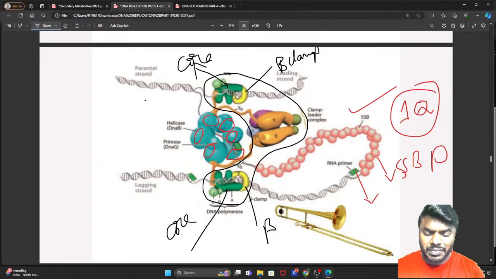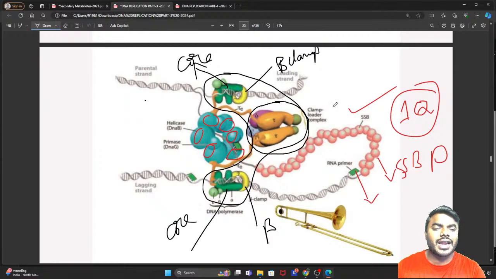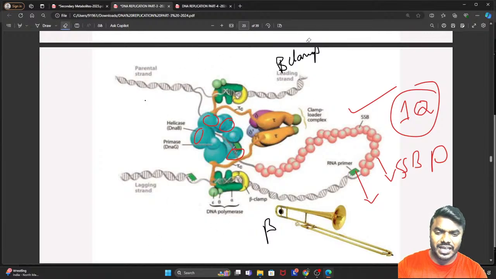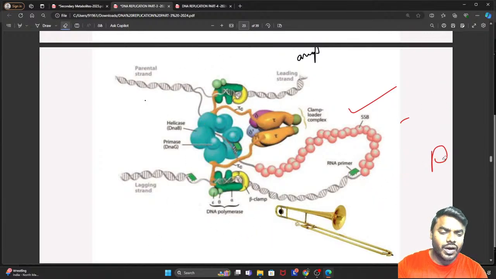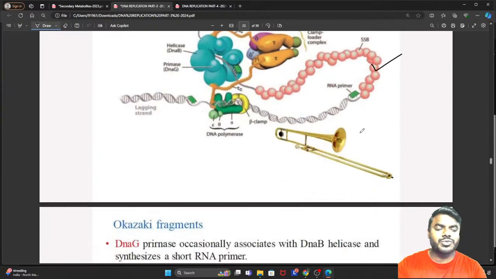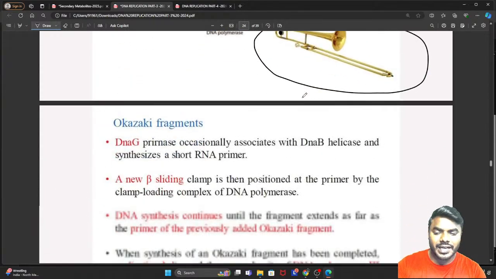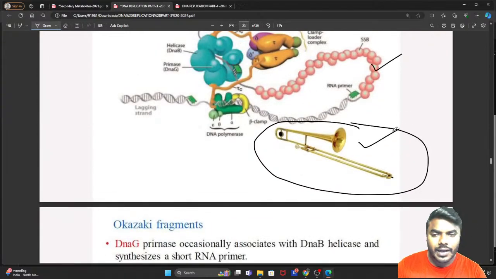And I believe you all remember, friends, how can we load the beta clamp onto the core enzyme? I believe you all remember. We can load the beta clamp onto the core enzyme with the help of a clamp loader. Can you see this? This is the clamp loader, which is called gamma complex. Whenever all the enzymes are assembled, every student listen, the DNA looks like this musical instrument. Whenever every single enzyme is assembled, DNA exactly looks like this particular musical instrument.